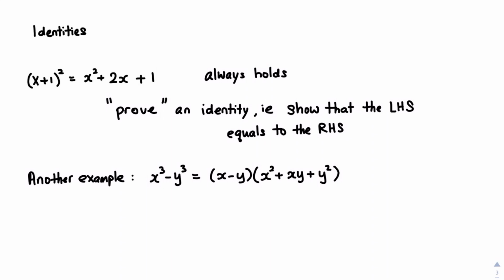x cubed minus y cubed on the left-hand side is equal to, on the right-hand side, (x minus y) times (x squared plus xy plus y squared). And if you know your algebra, you know that the left-hand side is always equal to the right-hand side, regardless of the value of x and the value of y. So this is an identity.